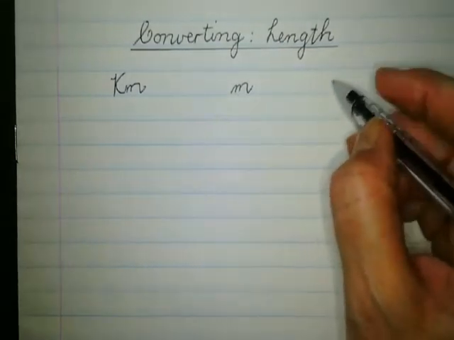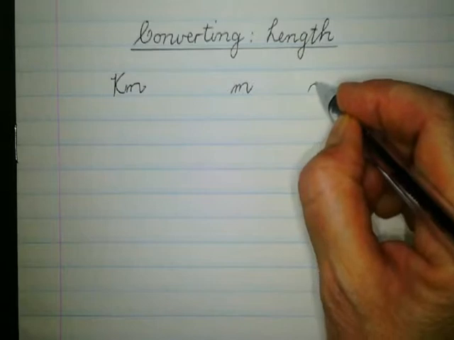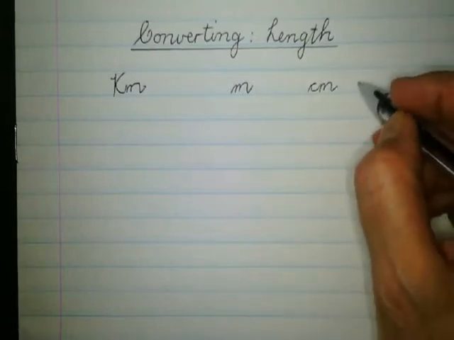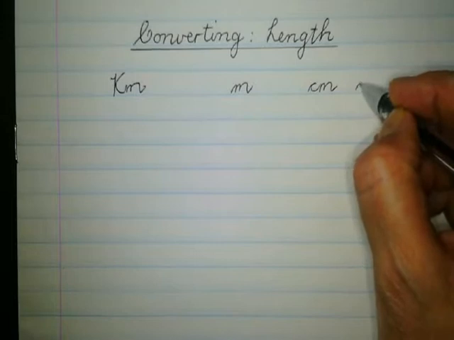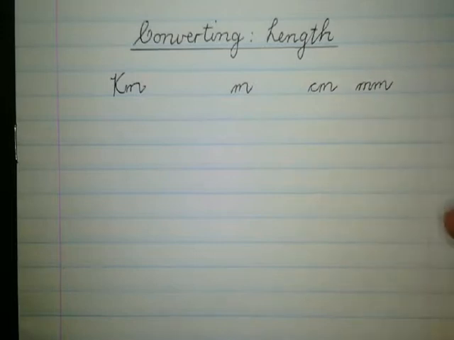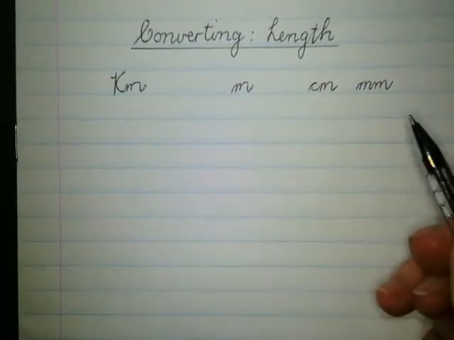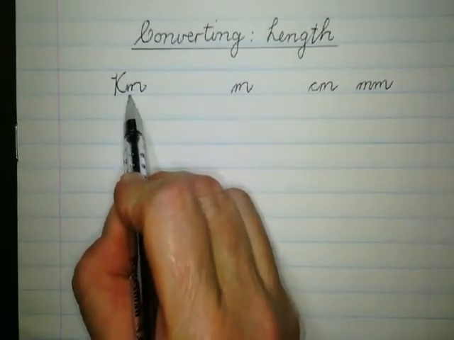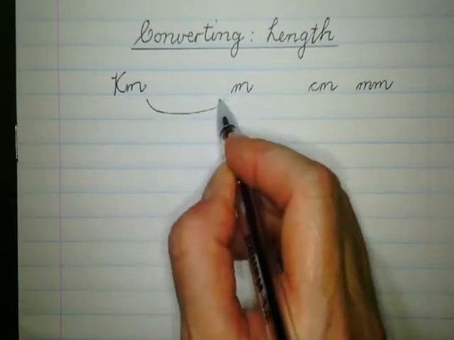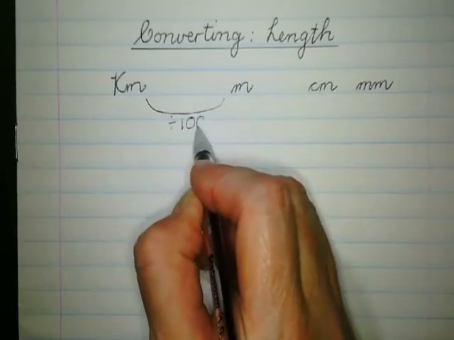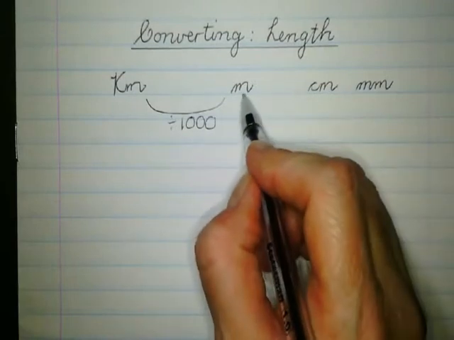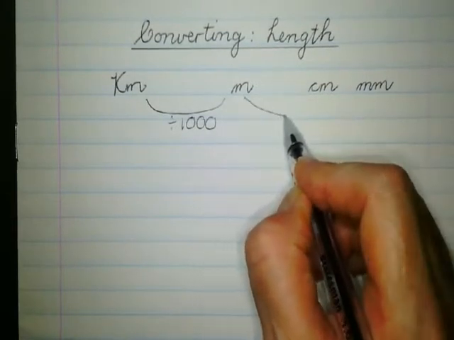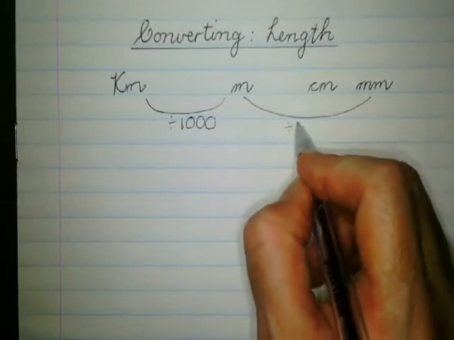If it's smaller distances, we are going to use centimeters, or in even smaller ones like on a ruler, we are going to measure in millimeters. Now usually a problem with this measuring and converting is where you get the centimeters. When we convert from a kilometer to a meter, we know we have to divide with 1,000. When we convert from a meter to a millimeter, we are also going to divide with 1,000.